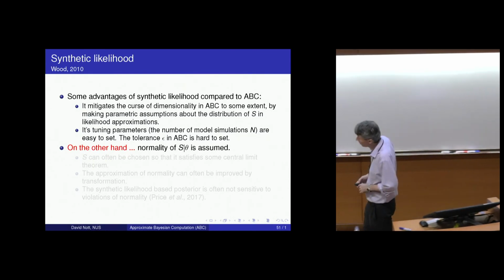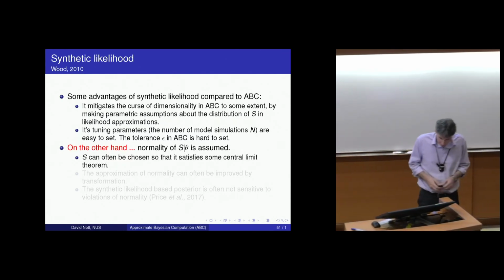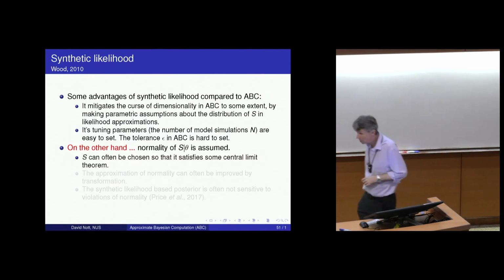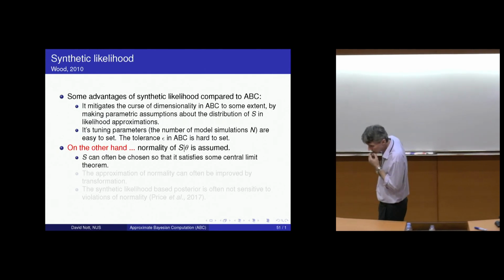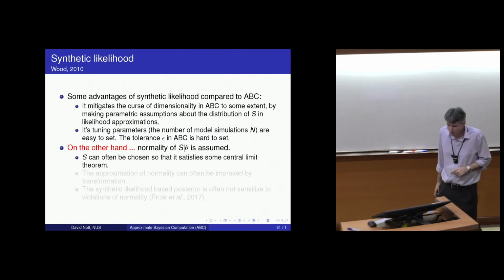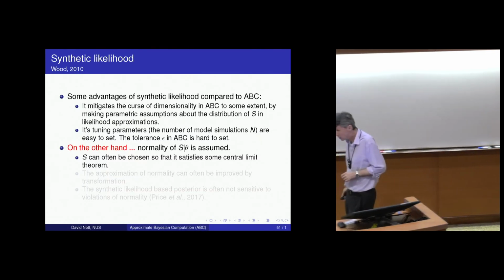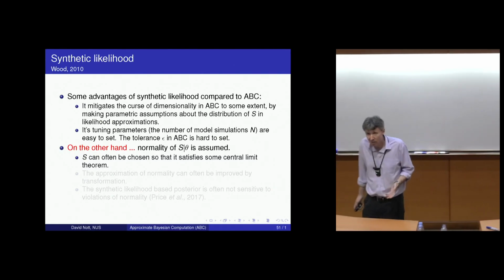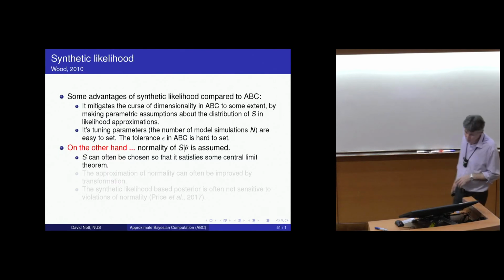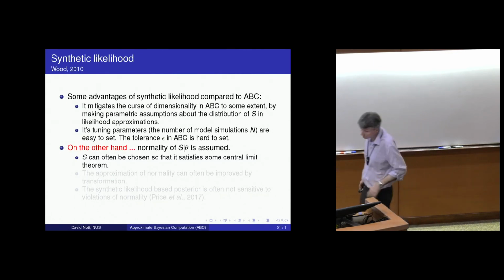On the other hand, you're assuming normality for the summary statistics. Well, that's not quite so crazy as it sounds. Very often you can choose the summaries so they satisfy some central limit theorem, so normal approximations are reasonable. For example, one common approach to choosing summary statistics is to fit an auxiliary model, some other model with a tractable likelihood. Say you get the maximum likelihood estimates from an auxiliary model. Well, if you fit a misspecified model, the MLE in a misspecified model is normal under pretty general conditions. So if you're choosing summary statistics based on auxiliary models, which is one common way to do it, this normal assumption can be reasonable.